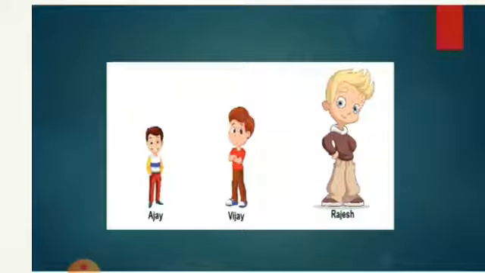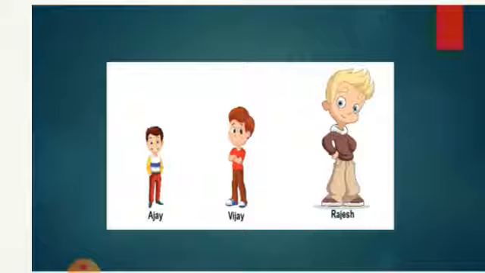You can see three boys here, Ajay, Vijay and Rajesh. When you look at all three of them, do you find that they are different in one particular manner? Yes, we can very well see that they are all of different height basically, right? So, what can we say?